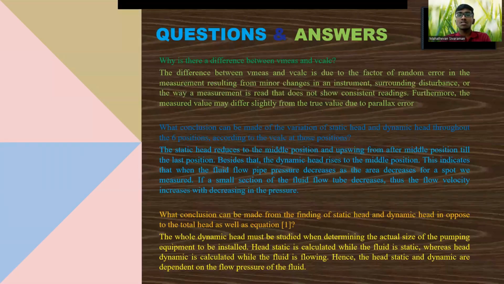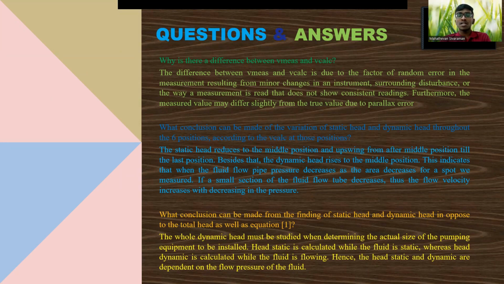So let us look at the questions and answers. First question, why is there a difference between V measured and V calculated? The difference between V measured and V calculated is due to random error in the measurement, resulting from minor changes in an instrument, first of all, surrounding disturbance, secondly, or the way a measure is read that does not show consistent readings. Furthermore, we can also say that the value measured is slightly different due to parallax error.